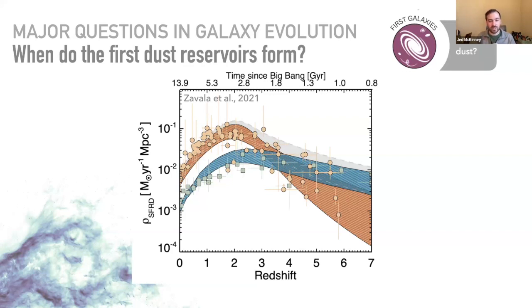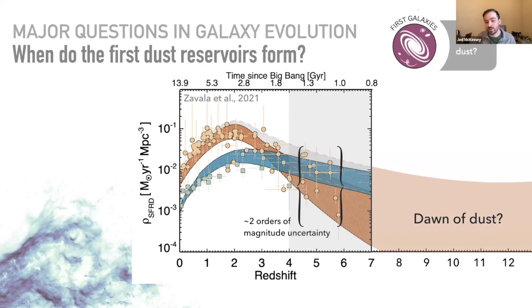If you look at the star formation rate density plot again, what I want to draw your attention to now is redshifts above 4. In particular, if you look at the scatter on this plot, there's almost 2 orders of magnitude of uncertainty. So we actually don't understand how prevalent dust-obscured star formation is after the first billion years of galaxy formation. And even to higher redshifts, we have very little constraint on the incidence of dust-obscured star formation and the first dust reservoirs that form.